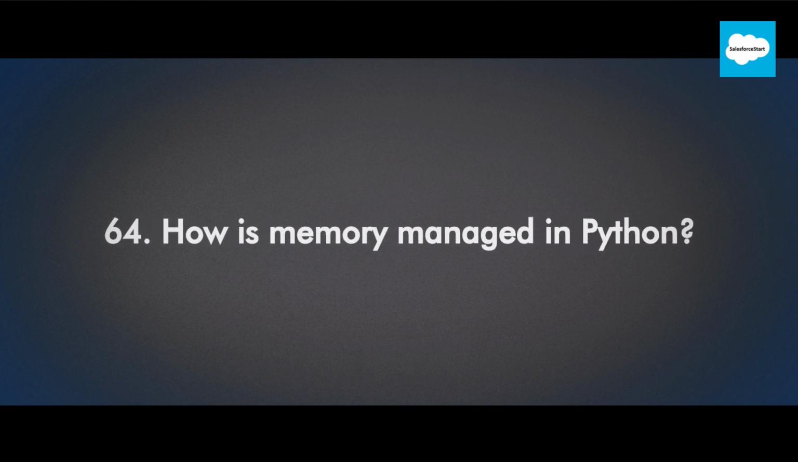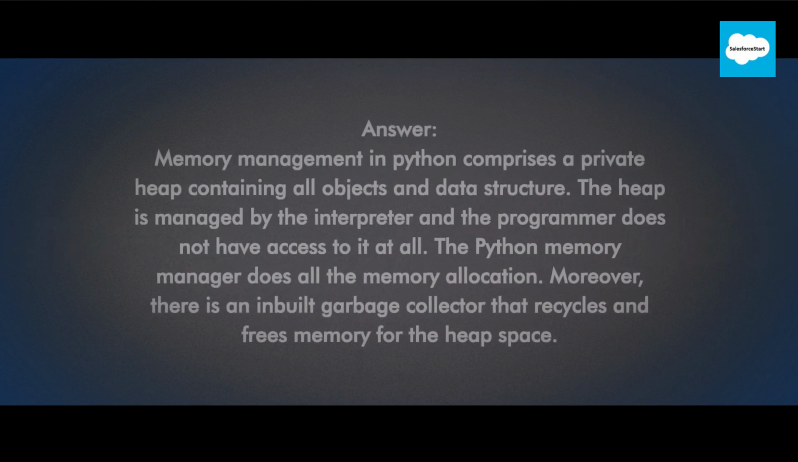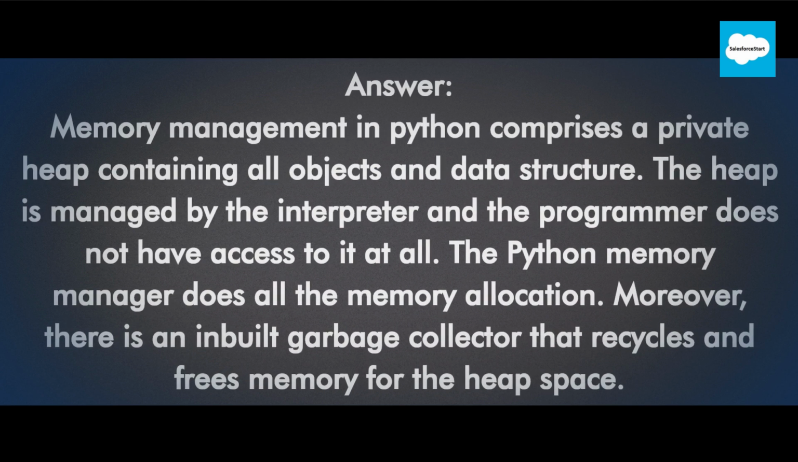64. How is memory managed in Python? Answer. Memory management in Python comprises a private heap containing all objects and data structures. The heap is managed by the interpreter and the programmer does not have access to it at all. The Python memory manager does all the memory allocation. Moreover, there is an inbuilt garbage collector that recycles and frees memory for the heap space.